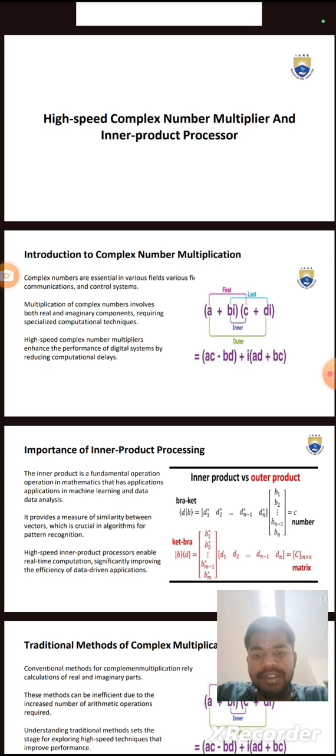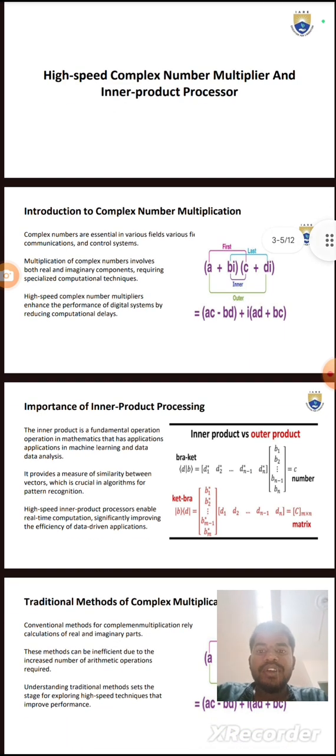High-speed complex number multipliers enhance the performance of a digital system by reducing computational delays. Importance of the inner product processor.